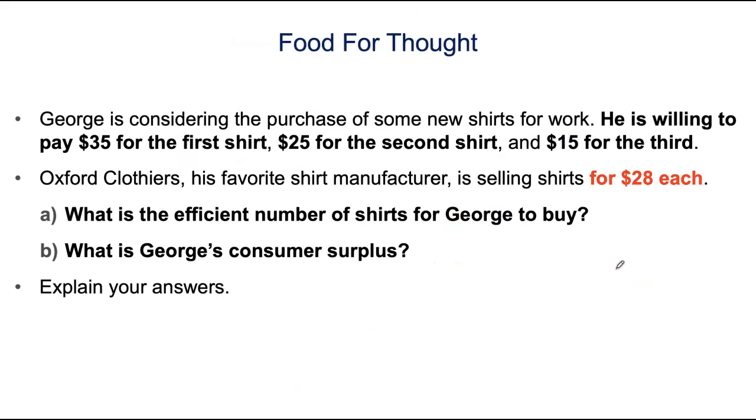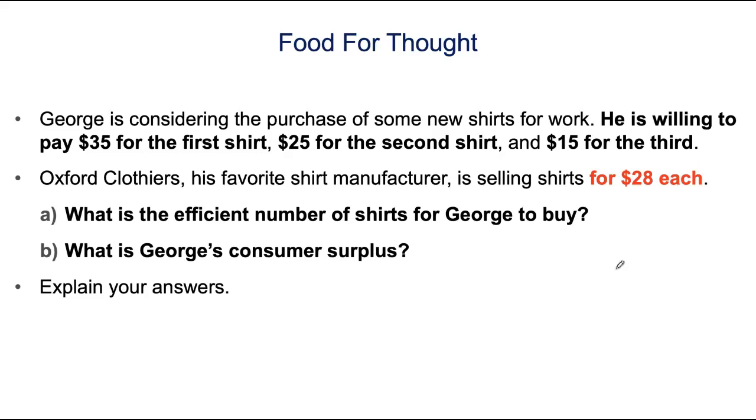We can also calculate a consumer surplus where the information is just simply given to you without a visual representation. So here's an example for George, who's considering buying some t-shirts. Now he's willing to pay $35 for the first one, $25 for the second one, and $15 for the third one. Note that his willingness to pay is decreasing for each additional shirt that he wants to buy. Market price in this case is given to us as $28.